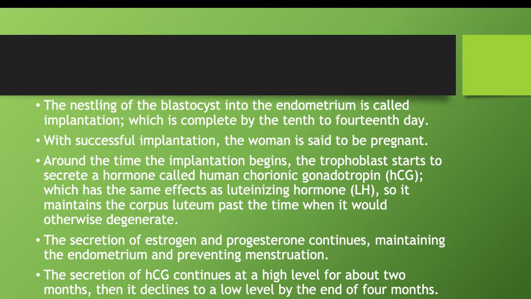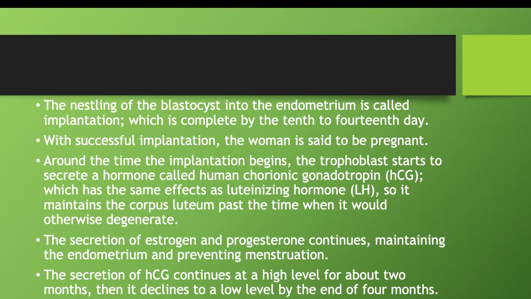This is complete by the 10th to 14th day. So implantation happens between 10 to 14 days. With successful implantation, the woman is said to be pregnant. Around the time the implantation begins, the trophoblast starts to secrete a hormone called the human chorionic gonadotropin, or HCG.